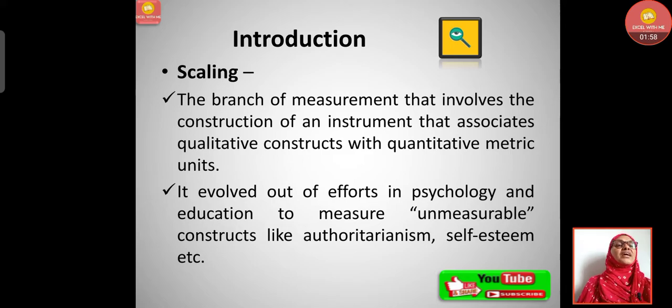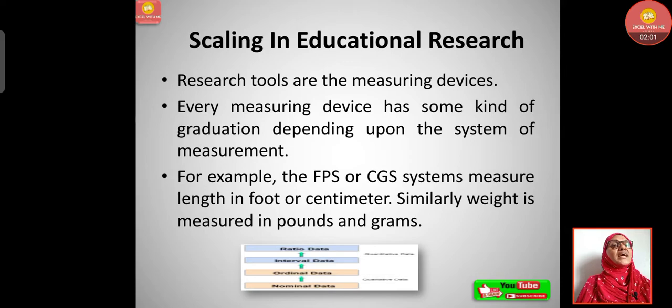Through some scales. Now, scaling in educational research, let's understand a very important topic before we go into the details of tools of research. Now, research tools are the measuring devices, already we know. Whatever measuring devices we use in our research, in the methodology of collecting the data and analysis, we have to have some tools. So every measuring device has some kind of graduation depending upon the system of measurement.